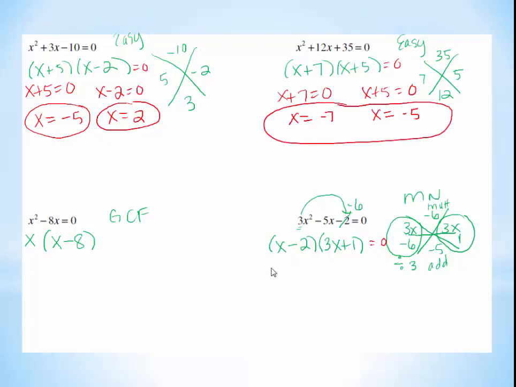Same thing here, x minus 2 equals 0, 3x plus 1 equals 0. So I'm going to add 2 to get rid of the minus 2. Notice on this one I got to subtract 1 first, and then divide by my coefficient. So my answer is going to be -1/3.